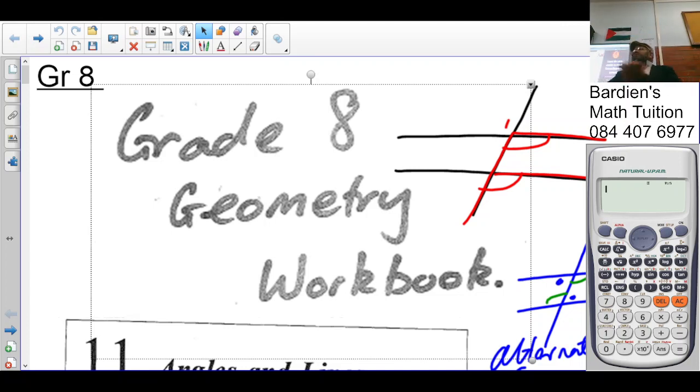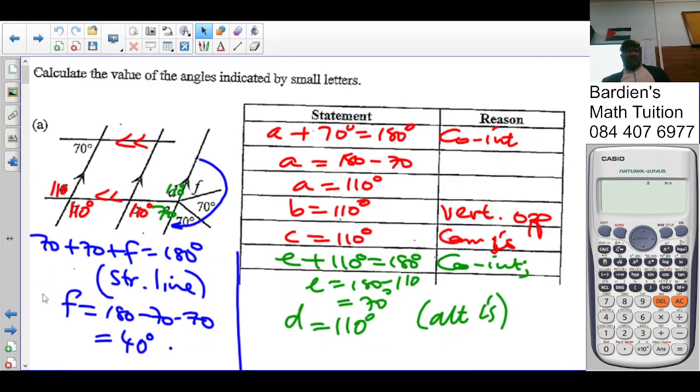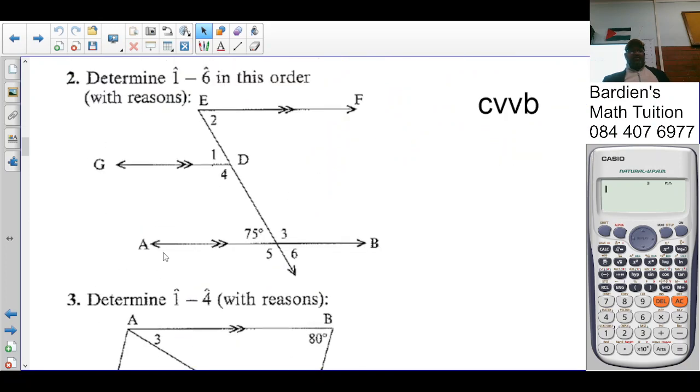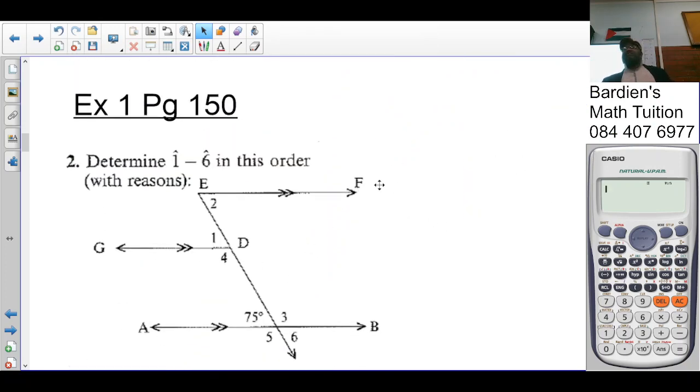Okay, good morning class. So today we're looking at geometry. I'm still busy with angles and lines. We moved on from this workbook to another textbook in preparation for the upcoming exam, and also to consolidate this section of work before we move on to triangles.